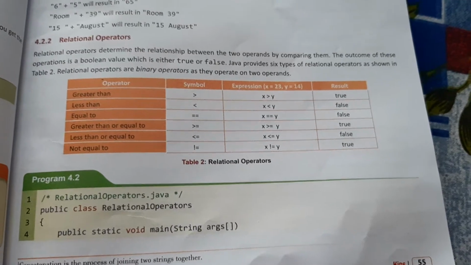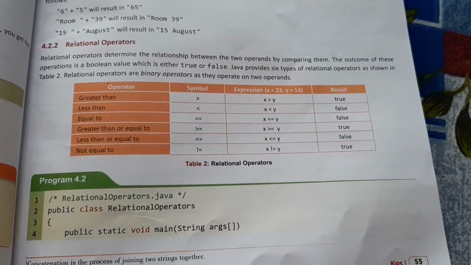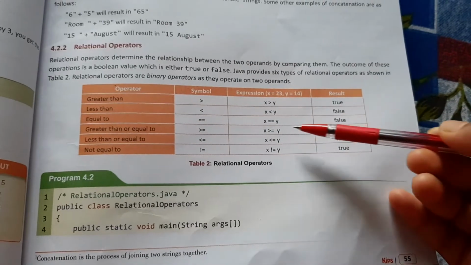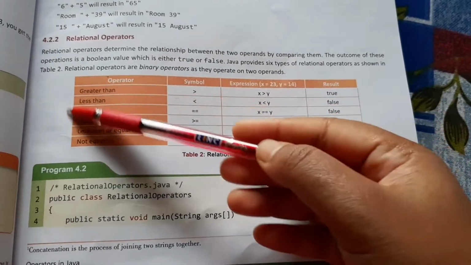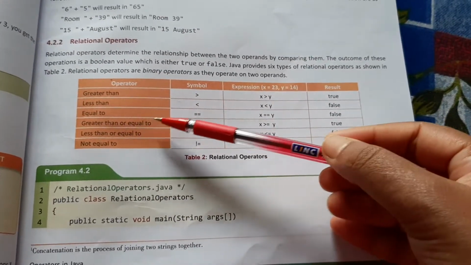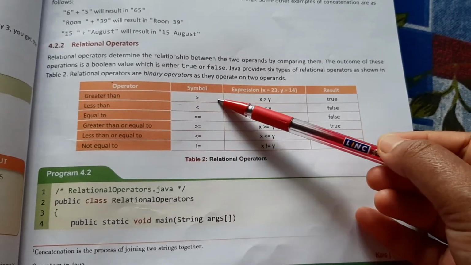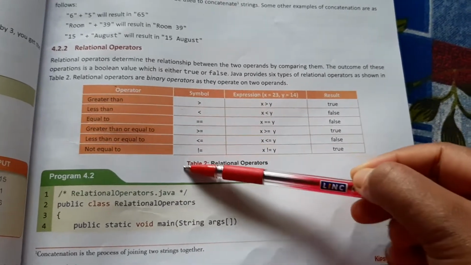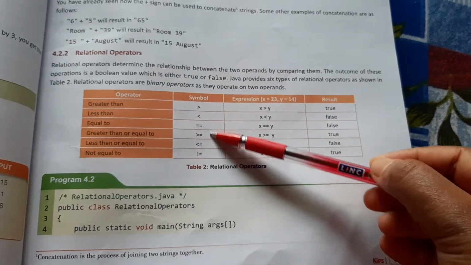Good morning, students. We're going to continue learning about the operators. Today, we're going to see what relational operators are. Relational operators are used for comparison. Comparison in the sense that if we have to compare two values, we are going to use these symbols. These symbols are called relational symbols.